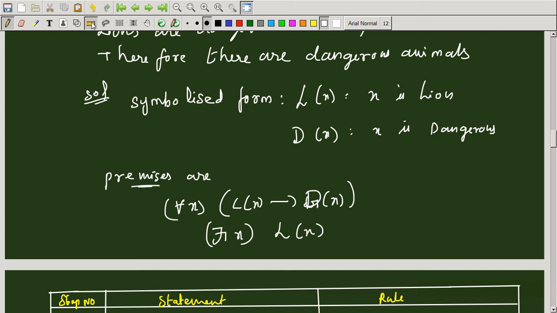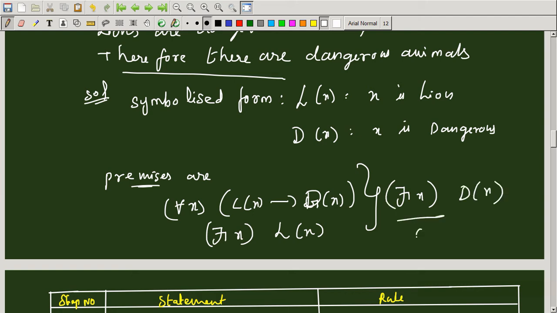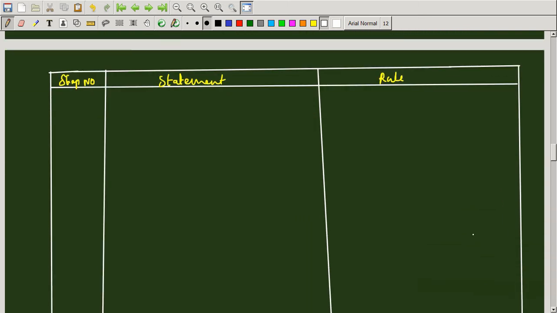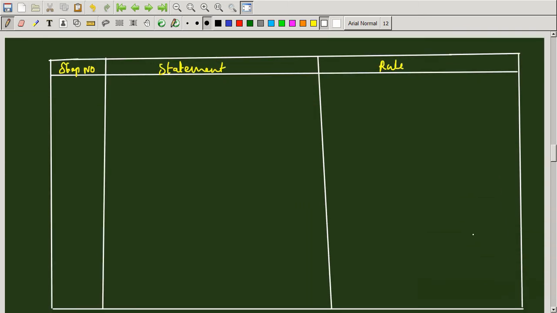So what is the proof for this? The conclusion is, therefore there are dangerous animals: there exists x, D of x. This is your conclusion, and you have to prove this. In your derivation part, finally we need to prove the conclusion, the dangerous animals, D of x. To solve the inferences, the same format as in the theory has to be used here also.